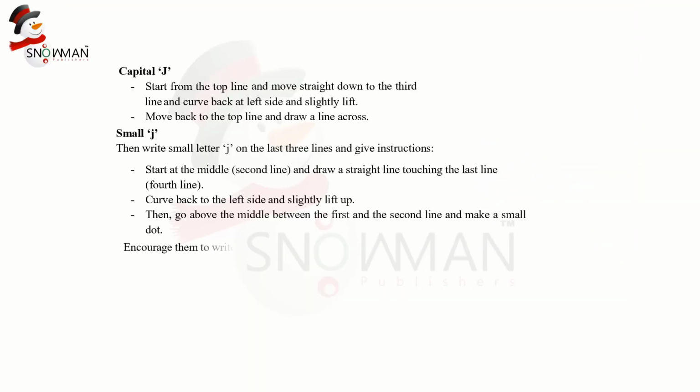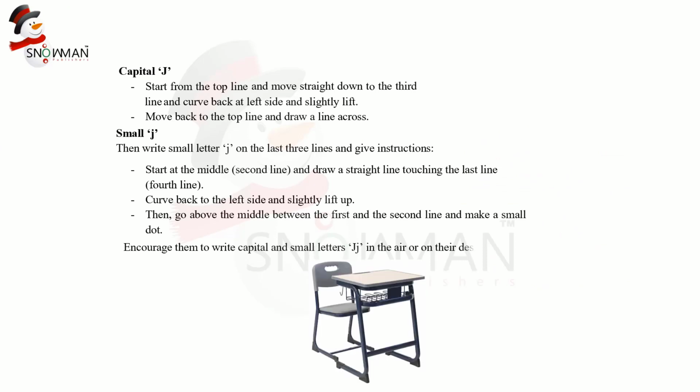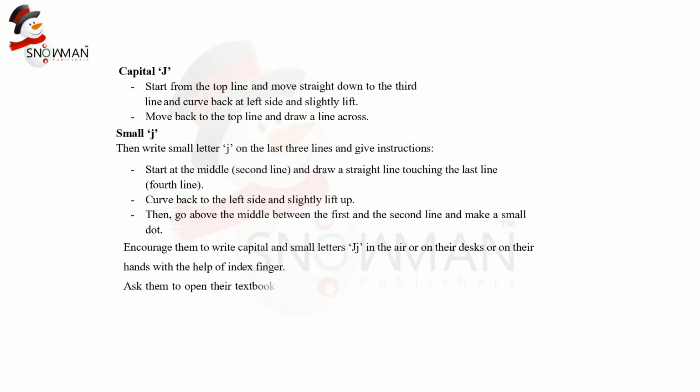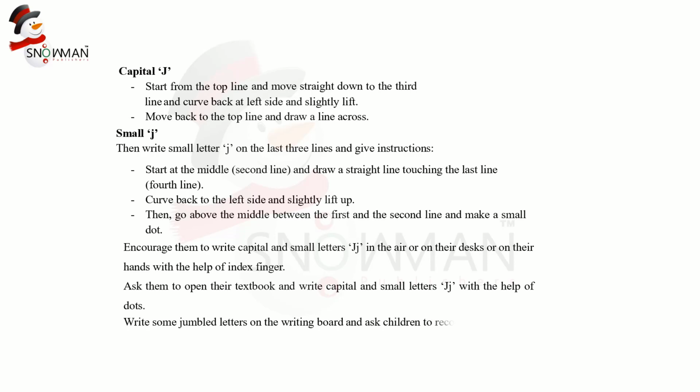Encourage them to write capital and small letters J in the air, or on their desks, or on their hands with the help of index finger. Ask them to open their textbooks and write capital and small letters J with the help of dots. Write some jumbled letters on the writing board and ask the children to recognize J.